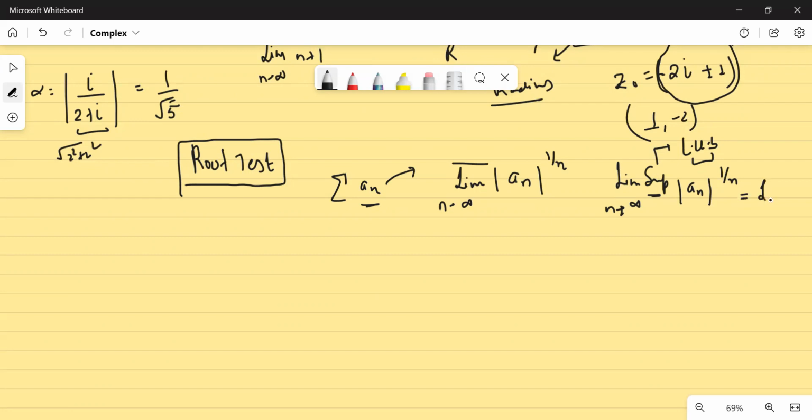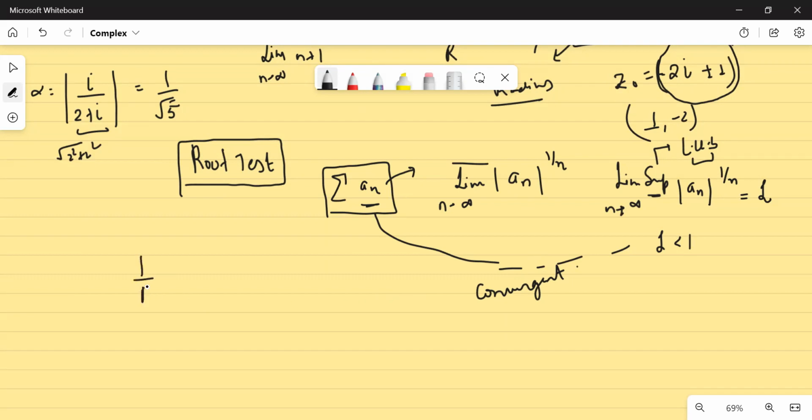If it comes out to be equal to L, and if L is less than 1, then this particular series given by summation a_n is convergent. Okay, so this is from series I'm teaching you. Do you understand up to here? Did it go over your head? Okay, all the children understood the point.